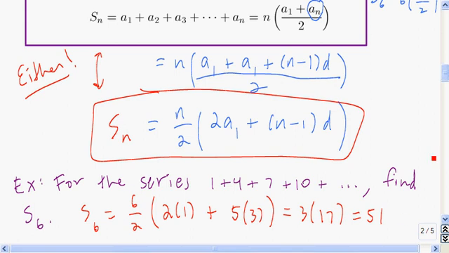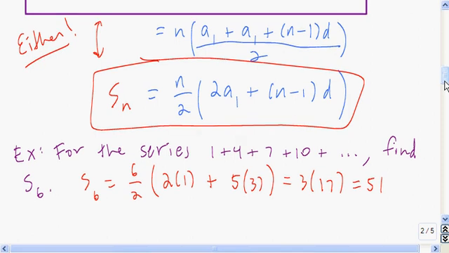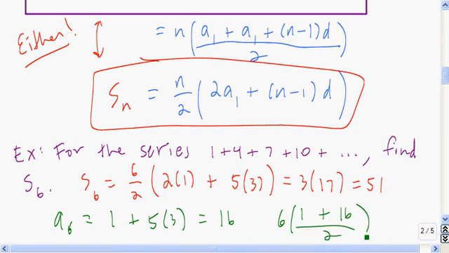Just a little note here though, if you wanted to use the other one, then you would find a sub 6. So I wanted to show you that it's doable. So a sub 6, we would use the formula to find a sub 6. So it's equal to a sub 1, which is 1, plus n minus 1 times the common difference, which is 3, so 16. Okay, so you could have done 6 times 1 plus the 6th term, all divided by 2, and you would have gotten the same exact answer. So just illustrating, both work all the time. Pick the one you like the best.